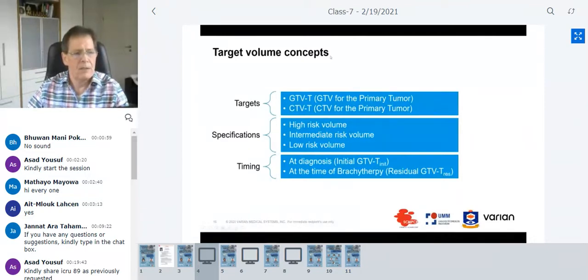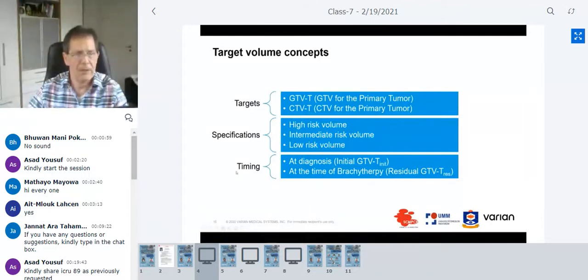First of all, what is the target volume concept? There are two volumes of interest. First the primary tumor volume, so the gross target volume or gross tumor volume, the GTV, and there is the CTV. So the main focus is where we want to have a certain limit of the dose. And then it's separated into three different volumes: a high risk volume, an intermediate risk volume, and a low risk volume.